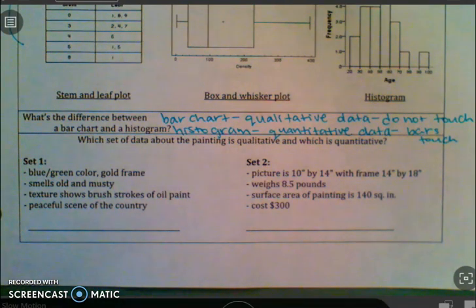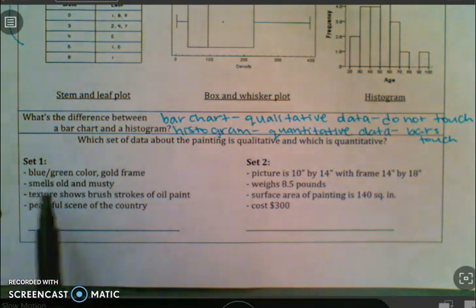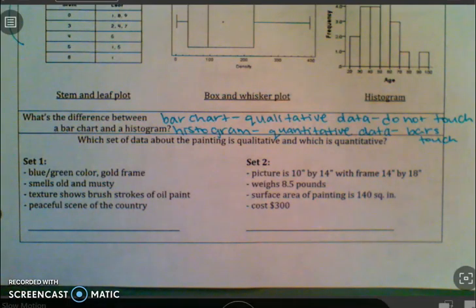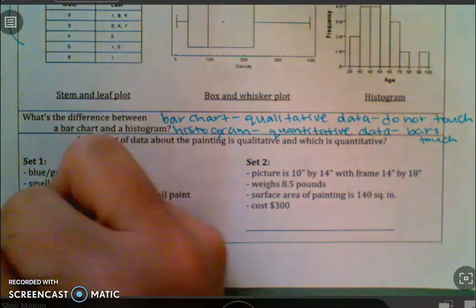So which set of data about a painting is qualitative and which is quantitative? So set number one: blue-green color, gold frame, smells old and musty, textures show brush strokes of oil paint, and it's a peaceful scene of the country. So does that deal with numbers or does that deal with describing it? Well, it deals with describing it, so that's going to be qualitative.